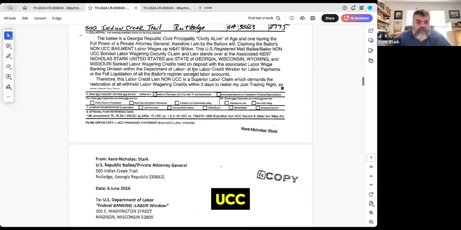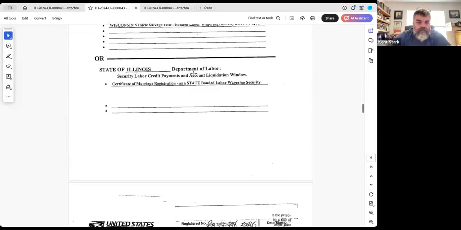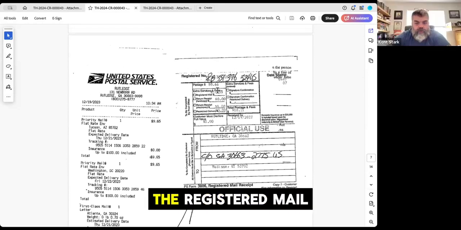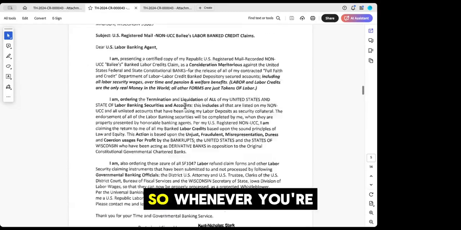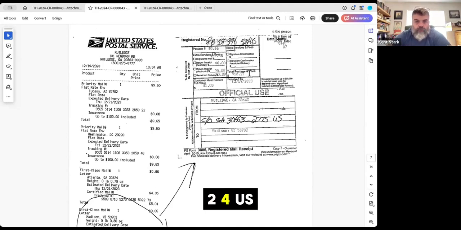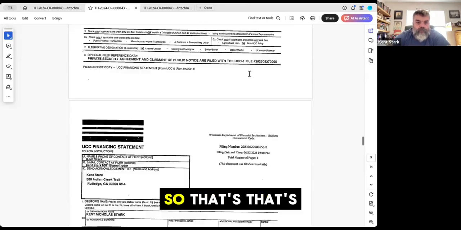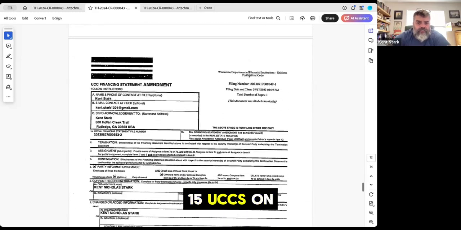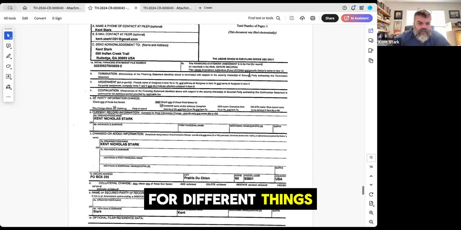And then this is the non-UCC. And whenever you do this stuff and you mail this stuff in, this is for the registered mail. Make copies of it and add it to this whenever you're sending it, so that this is proof that you served it. This is proof that this is a valid number. So this contract number would be 551-376-324 US. So that's how I do it. I have probably 15 UCCs on the record for different things.